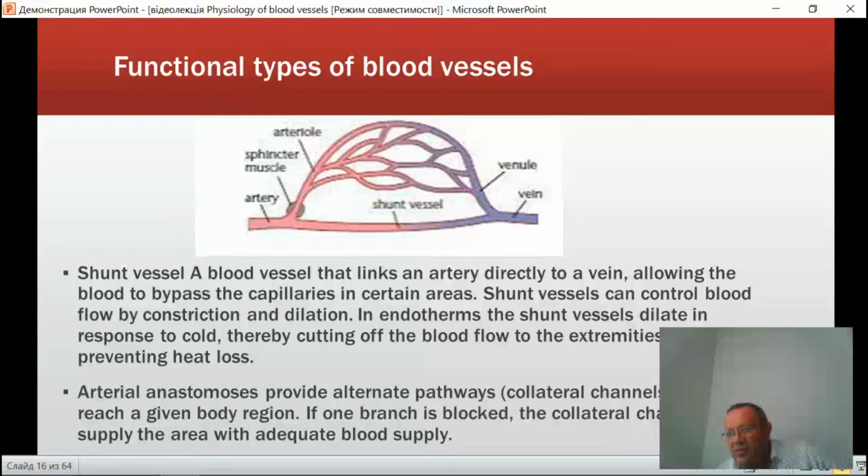Arterial anastomoses provide an alternate pathway, these collateral channels, for blood to reach a given body region. If one branch is blocked, the collateral channels can supply the area with adequate blood supply. This is the function of arterial anastomosis.